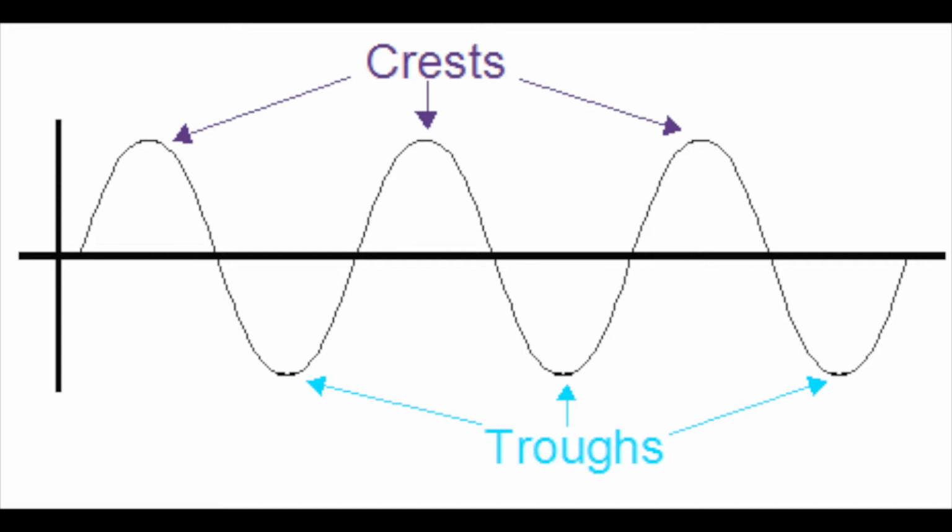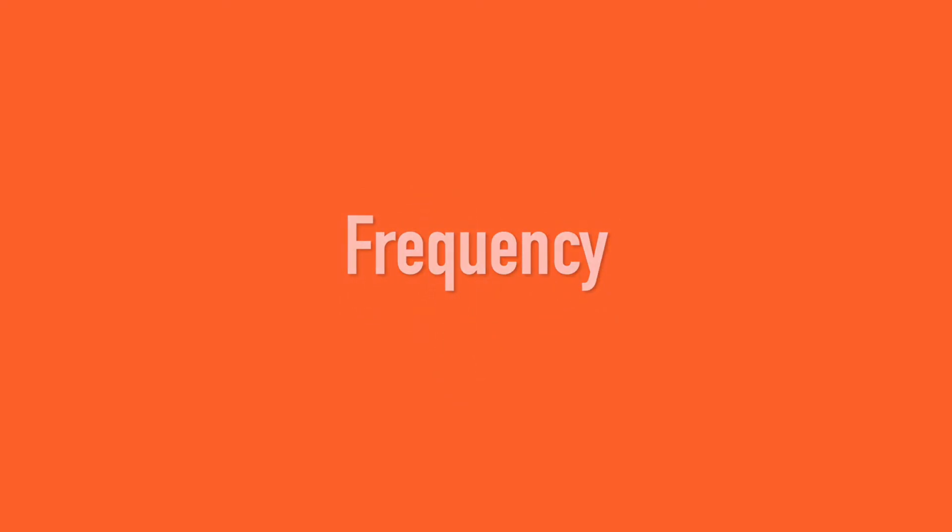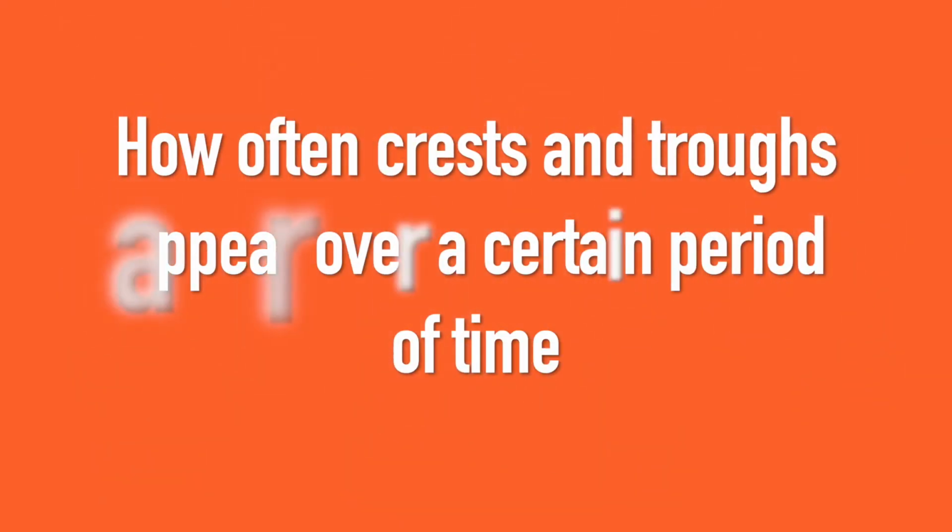One important feature of a wave is called the wavelength. One way to measure it is through the distance between the region having a crest and a trough, like this or this. Another important feature of a wave is called frequency, which is how often the crests and troughs appear over a certain period of time.